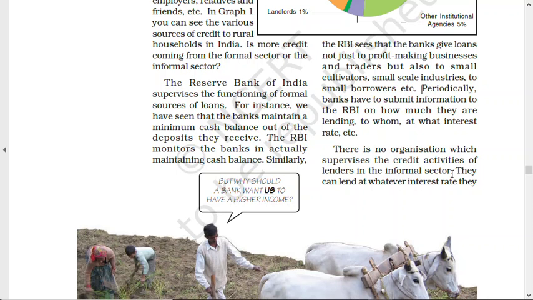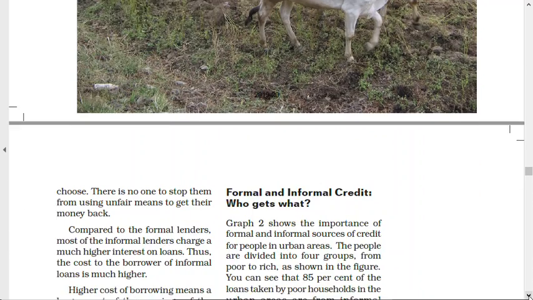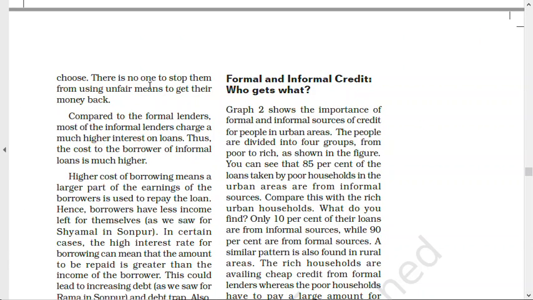Or many other things. So in the informal sector, there are no regulations. They can lend at whatever interest rate they choose. There is no one to stop them from using unfair means to get their money back. So if you are not able to pay the money, then they can confiscate your land, they will capture your land, or whatever wealth or property you have, because there is no government interference in that. All right, you have agreed to the terms and conditions.